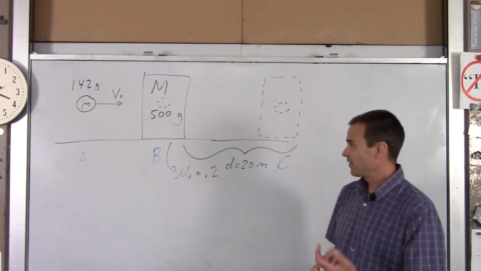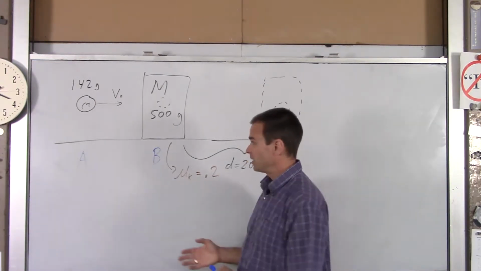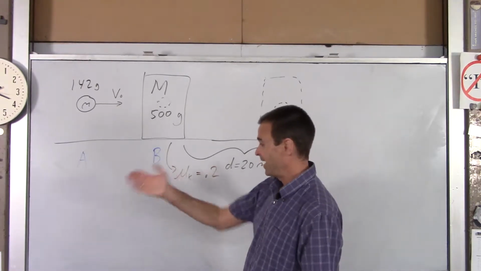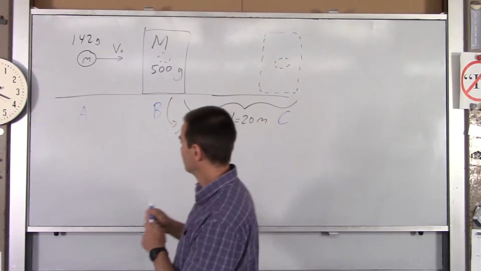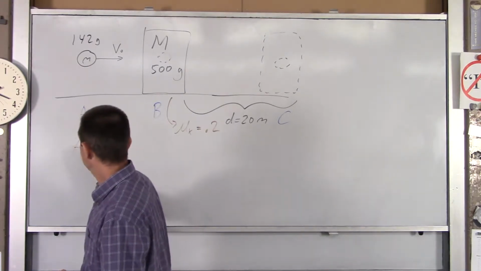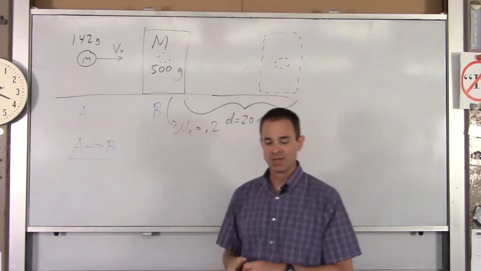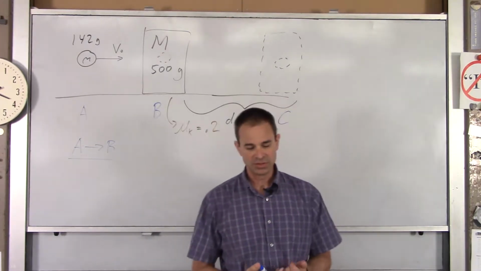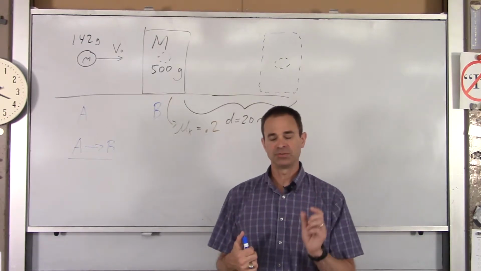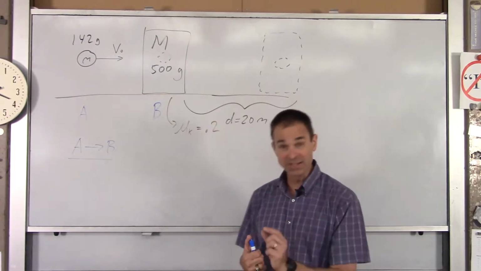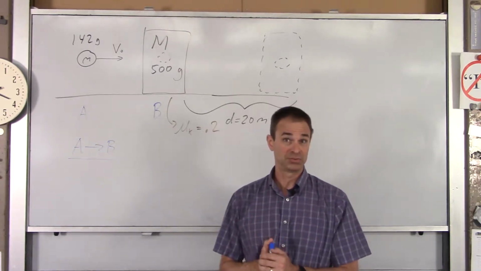So the question is, how fast was the ball going? Well, we're going to study each part of the motion, A to B and then B to C. Starting with A to B, what do we have? Well, we have a collision. And whenever you have a collision, the total momentum for the objects involved in the collision immediately before and immediately after the collision is the same, otherwise known as momentum is conserved.